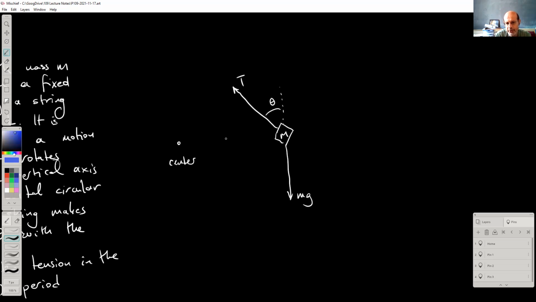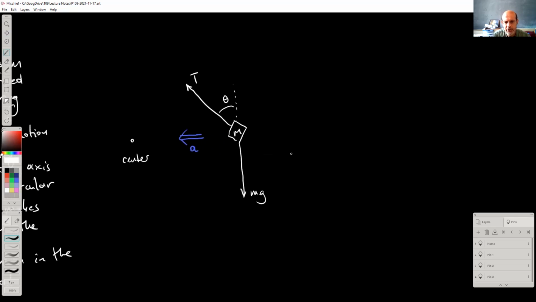Okay, in that special situation, the acceleration is towards the center, so the acceleration is along that direction. The acceleration is related to the speed, so once I find the acceleration from this free body diagram, I can then relate it to the speed. So I'm just going to solve the problem like that.